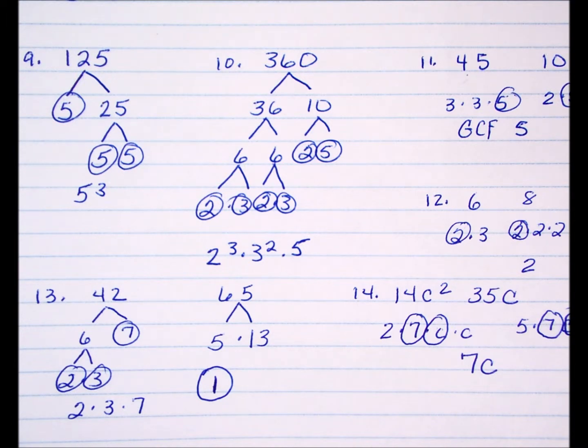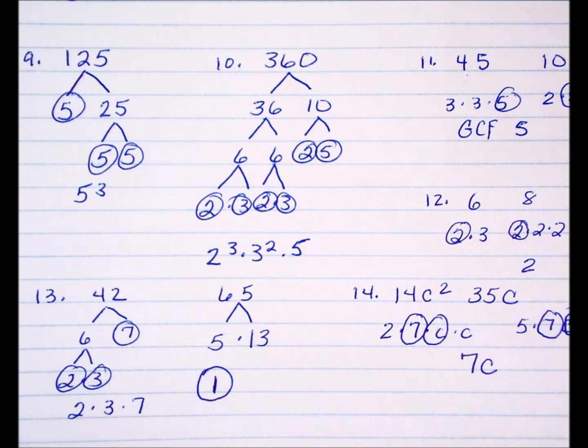Number 11, now they begin to ask you to find the greatest common factor. And in each one of these, I use prime factorization to find it. I could have made a list of all the factors, but I wanted to practice my prime factorization, and it is usually the easiest way if you don't really know all of the factors.